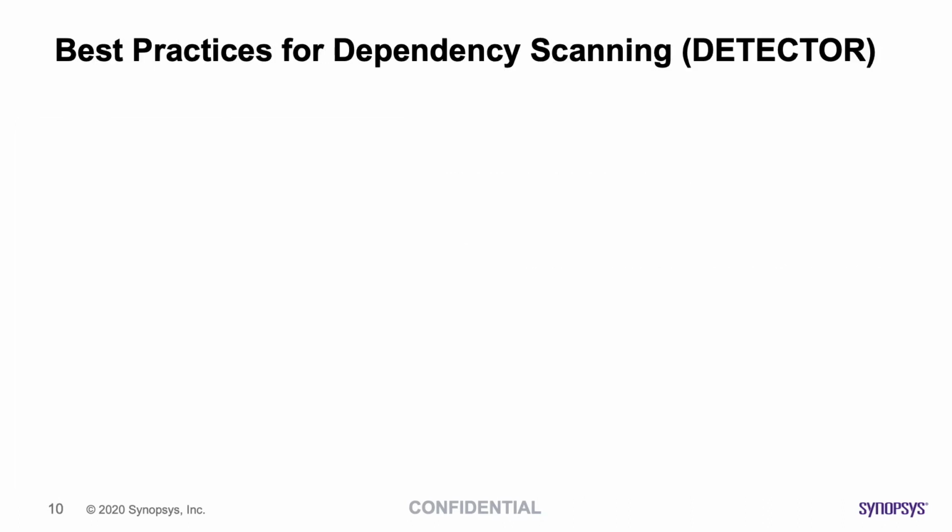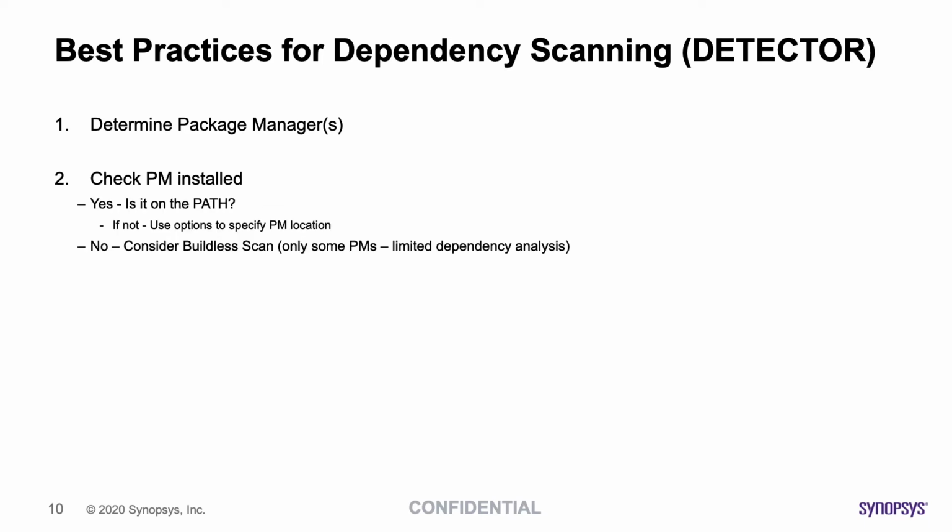If you want to get the best from the dependency scanner, then the first thing is before you start to identify the package managers which are required. The second thing is that with those package managers, check that they are installed. Are they on the path? And if they're not on the path but are installed, you can use options to tell it where it is located. If it's not installed, then you could consider a build list scan, but this only supports some package managers and is a limited dependency analysis.